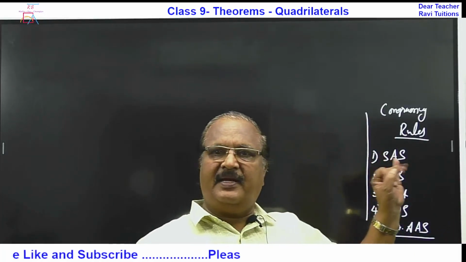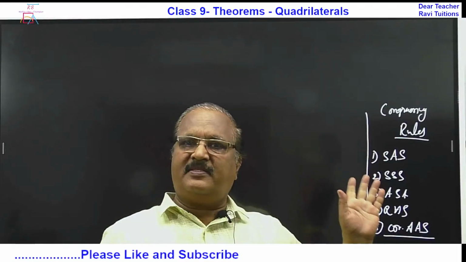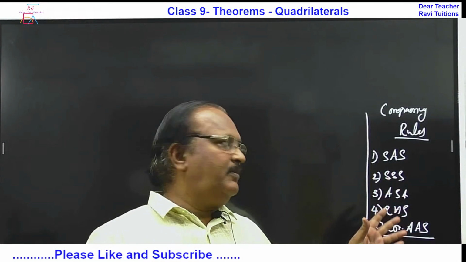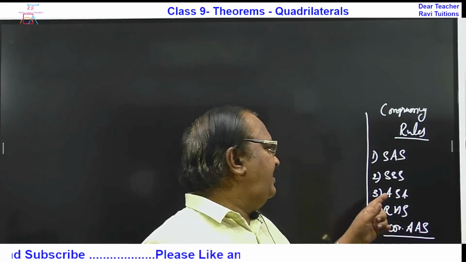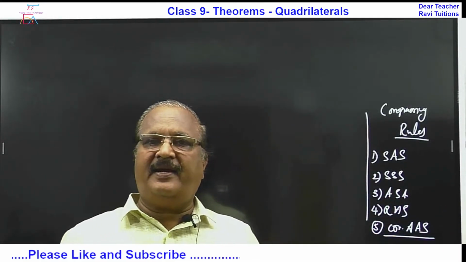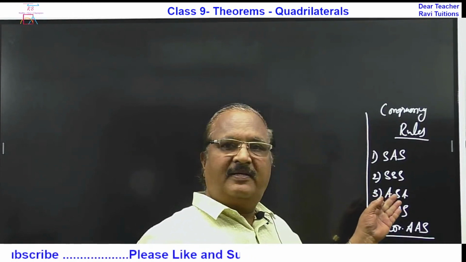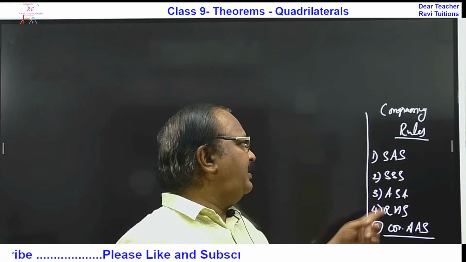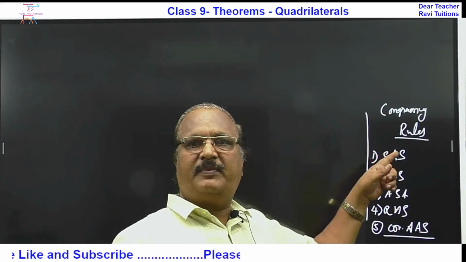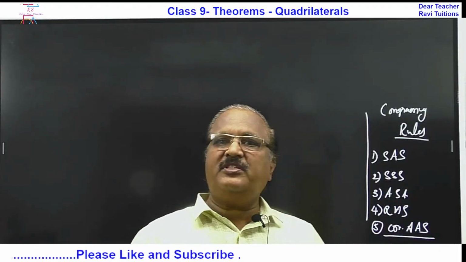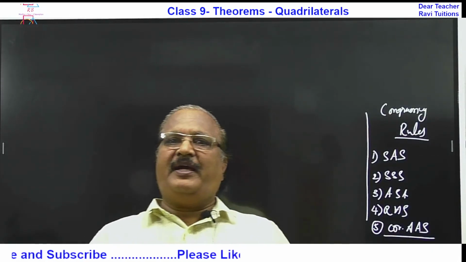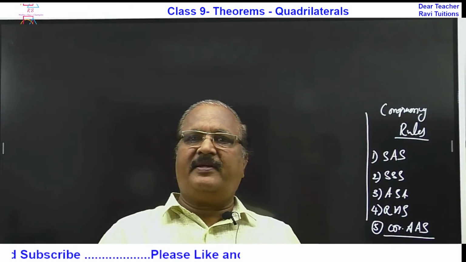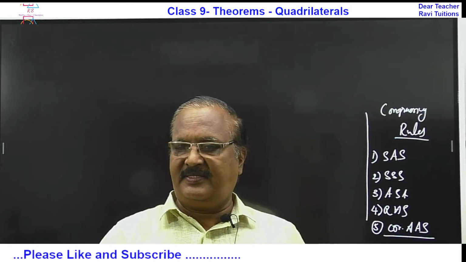SAS, side angle side. SSS, three sides of one triangle are equal to three sides of another triangle, then both the triangles are congruent. ASA, angle side angle property, where the side is included between two angles. In SAS, the angle is included between the two sides. And the last one, for two right angle triangles, if hypotenuse and a side of both the triangles are equal, then both right triangles are congruent by RHS.